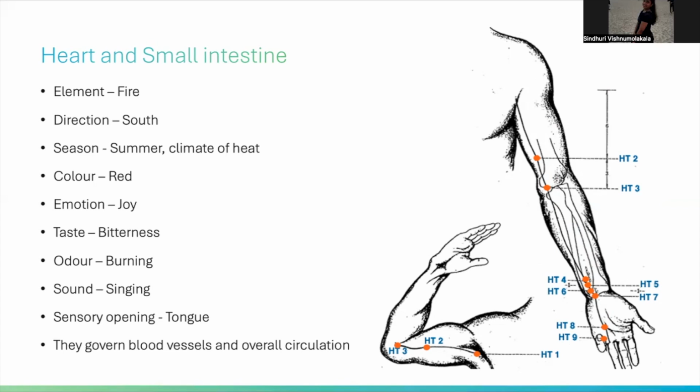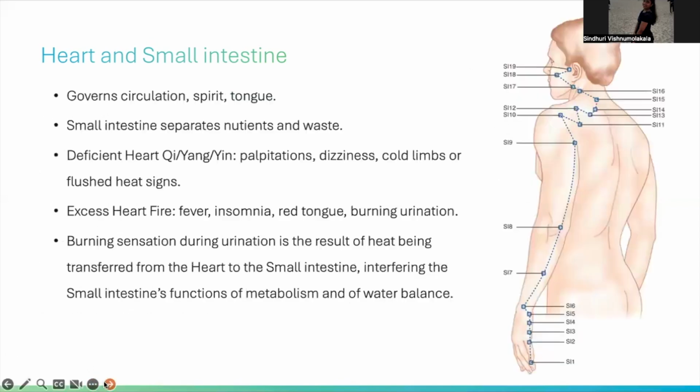open to your tongue. So you can read your heart and small intestine meridian issues when you look at the tongue. And these govern, as the name suggests, the blood vessels and overall circulation. The small intestine starts from your fingertips and travels to your head and ends near your ear.